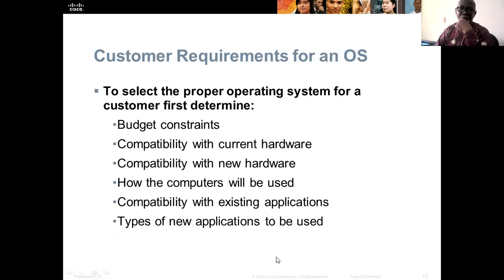So quickly, I move to customer requirements for an OS. To select the proper operating system for a customer, first you have to determine the budget constraint, how much money the customer has; compatibility with current hardware, the system the person has or can afford to buy; compatibility with new hardware; and how the computer will be used, what packages will run on it, because some graphic-intensive applications like AutoCAD and CorelDRAW will need better hardware, like graphics processing units, GPUs.